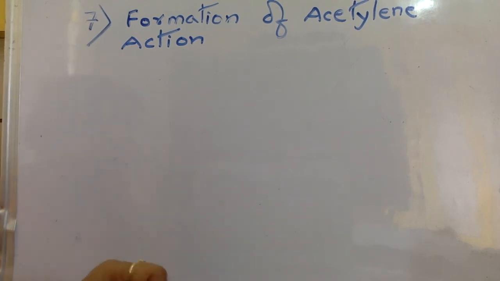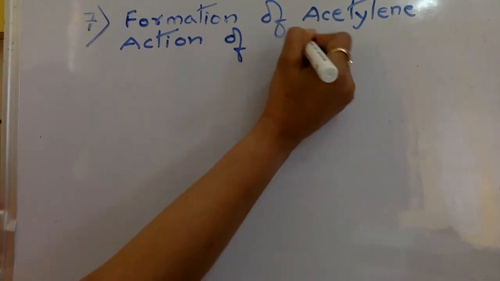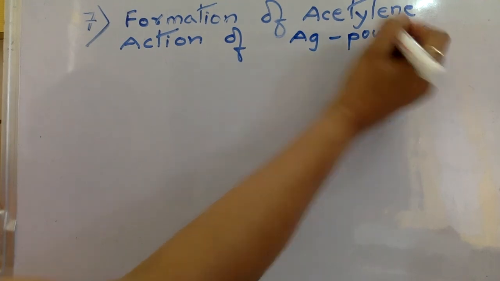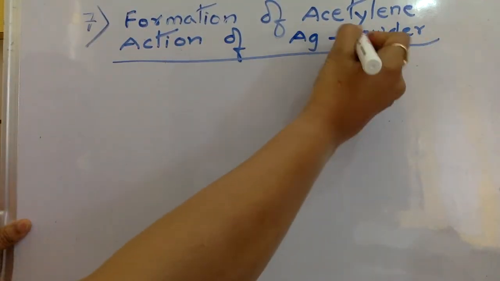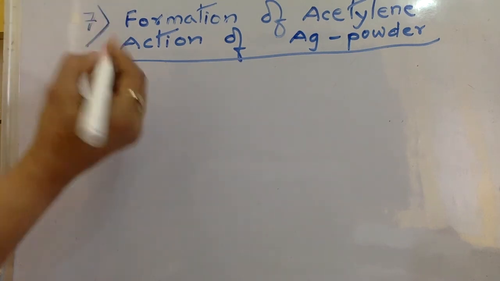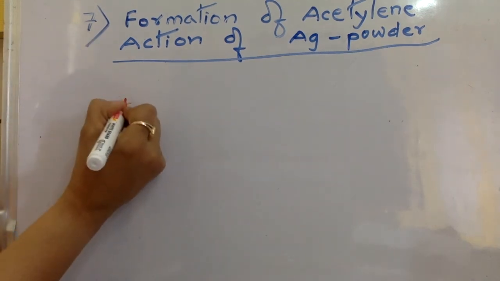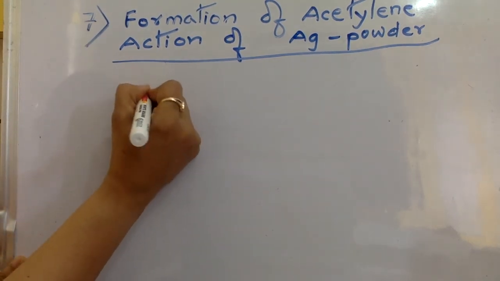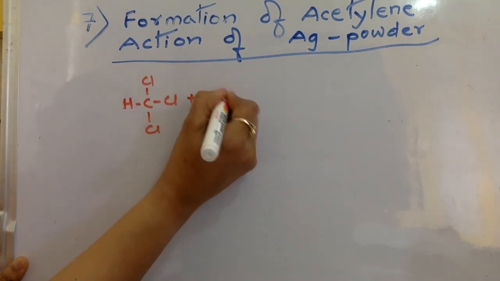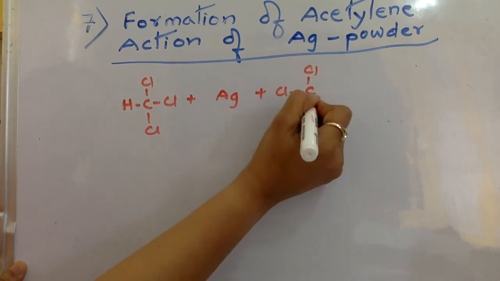Now formation of acetylene, that is the action of silver powder. Very nice equation. Just see how I am writing. Organic chemistry, writing organic reactions is an art, and if you understand the art of writing the reaction, you know everything. I take Ag here, and I need one more chloroform. I have to make acetylene.